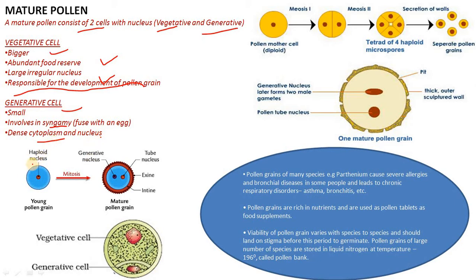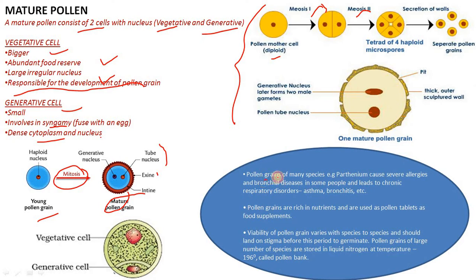In this picture, you can see clearly the haploid nucleus, it is a young pollen grain, and then mitosis occurs, the generative nucleus divides, and the tube nucleus also forms, and a mature pollen grain occurs. And this is a detailed schematic diagram showing the pollen mother cell, diploid, then meiosis 1 occurs, then meiosis 2 occurs, the secretion of walls occurs, and then a mature pollen grain develops.